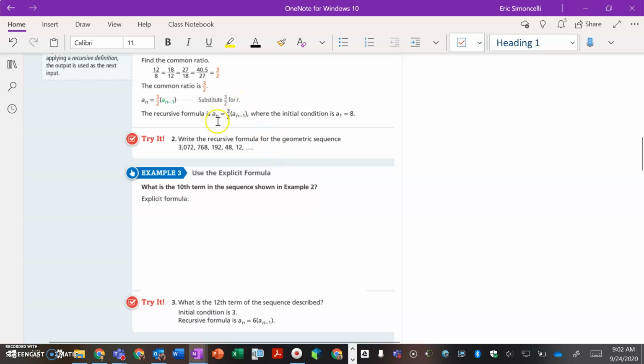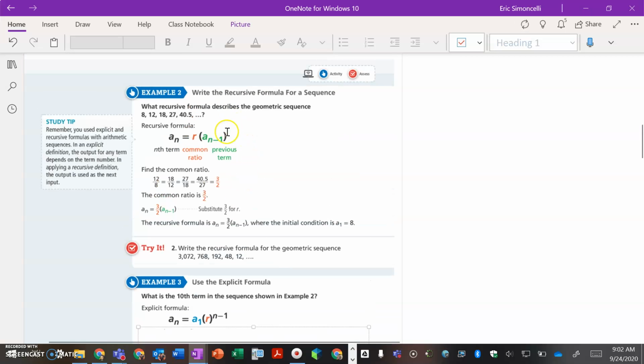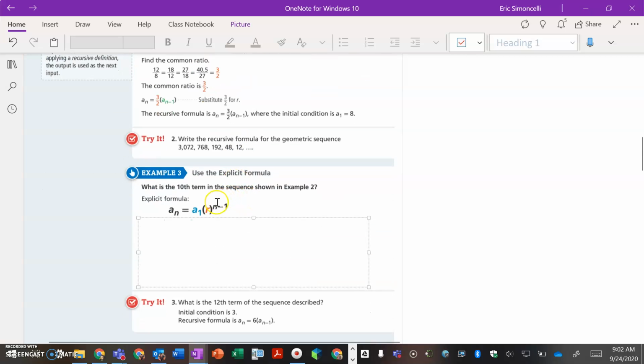So recursively speaking, look at this formula. It does give you an a sub n and an a sub n minus 1, as well as the r value. Let's do the same problem, but watch this. We are going to start with this formula. It looks similar, but notice there's an exponent here. So it's not just to the first like we saw up above. It's to the n minus 1.